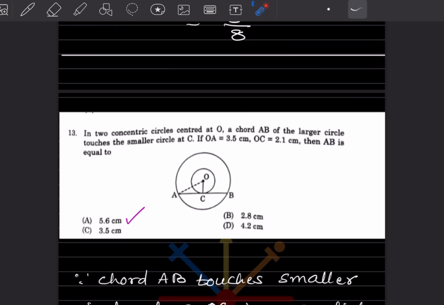In 2 concentric circles, meaning this one and this one, the outer and the inner one, the center is going to be the same. A chord AB of this is the chord. Chord means it is not passing through the center. But here, chord AB of the larger circle touches the smaller circle. Can you see? This is the smaller circle and this chord is touching the smaller circle at C. This is the point C. If OA is 3.5 and OC is 2.1, then you have to find out AB.